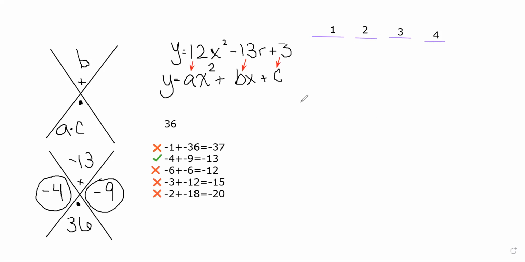So next step is my rewrite. If you recall, dang it, I did it again. You guys, I put R instead of X again. Nobody stopped me. The first and fourth terms stay the same. But now that middle term gets split up into minus 4X minus 9X.